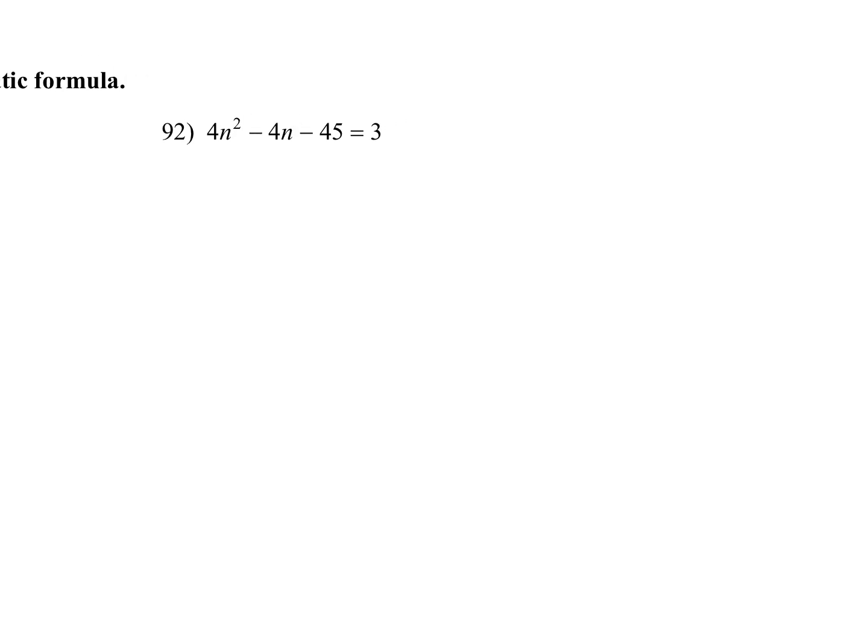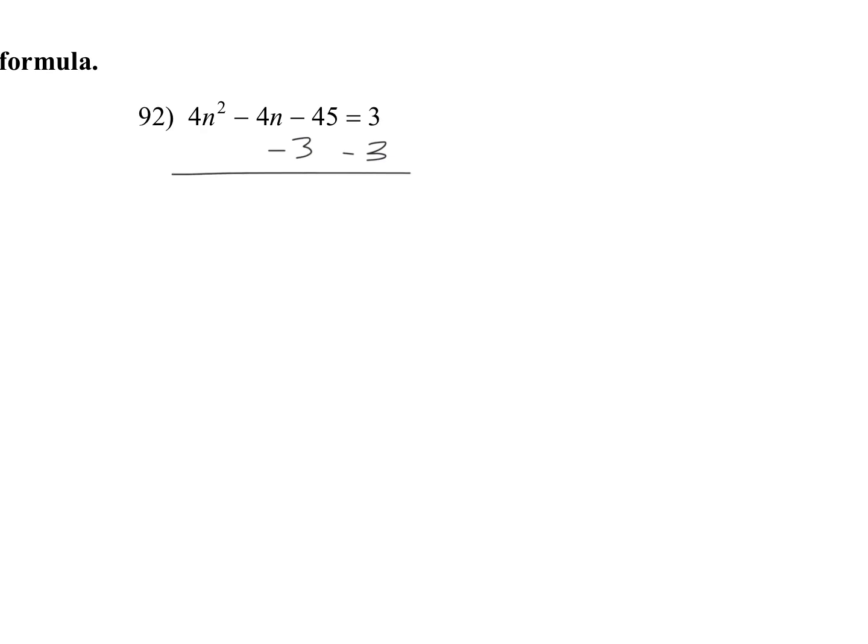Which one do you want to do? 92? Okay. In order to work with a quadratic formula, what do we have to do first? Equal to 0. How do I get it equal to 0? Subtract 3 on both sides. So I have 4n squared minus 4n minus 48 equals 0.